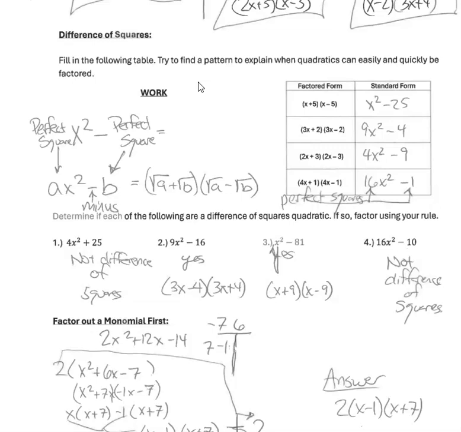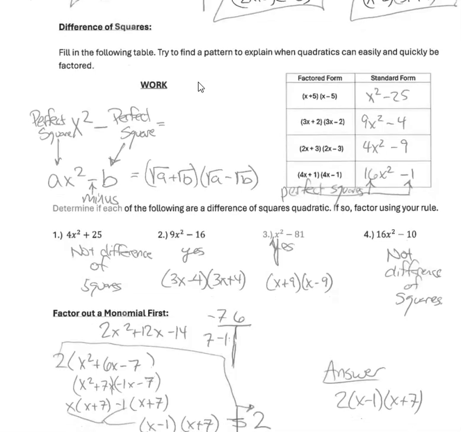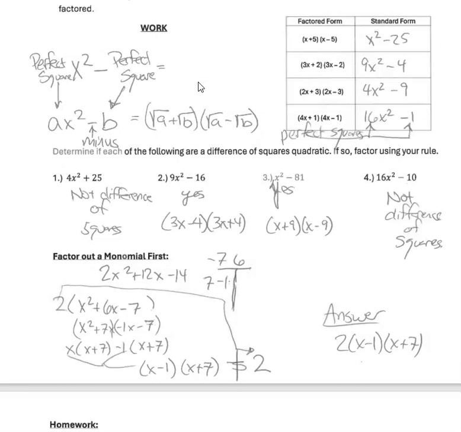So let's look at the actual practice problems 1, 2, 3, and 4. On these, we're trying to figure out if this is one of the special cases. On number 1, they are both perfect squares, but you do not have a minus in between. You have a plus. So you are not going to be able to do the shortcut. Number 2: 9 is a perfect square, 16 is a perfect square, and there's a minus in between. So yes, we could do our shortcut. Square root of 9 is 3 and 3, so you have 3x, 3x, plus and minus, and the square root of 16 is 4 and 4. So that's going to get you your two binomials.